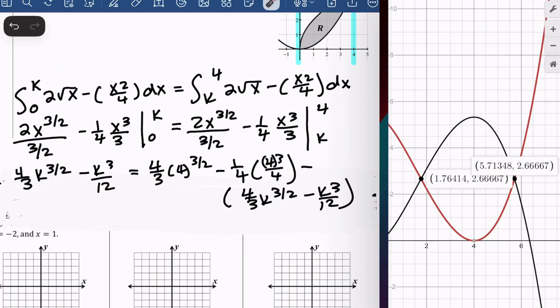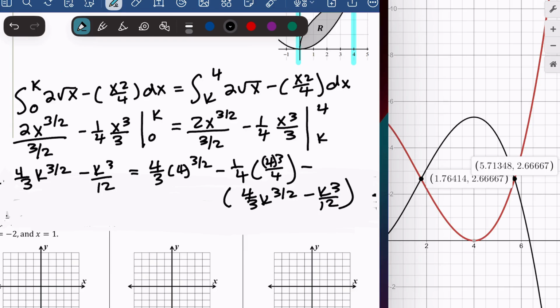Okay, so then what we end up with is k is equal to 1.764 and k is equal to 5.713. Looking at both those numbers, remember, we were only looking at the interval from 0 to 4. So what's the only k value it can be? Good, that first one. It can't be this one here because this does not belong to the interval from 0 to 4.